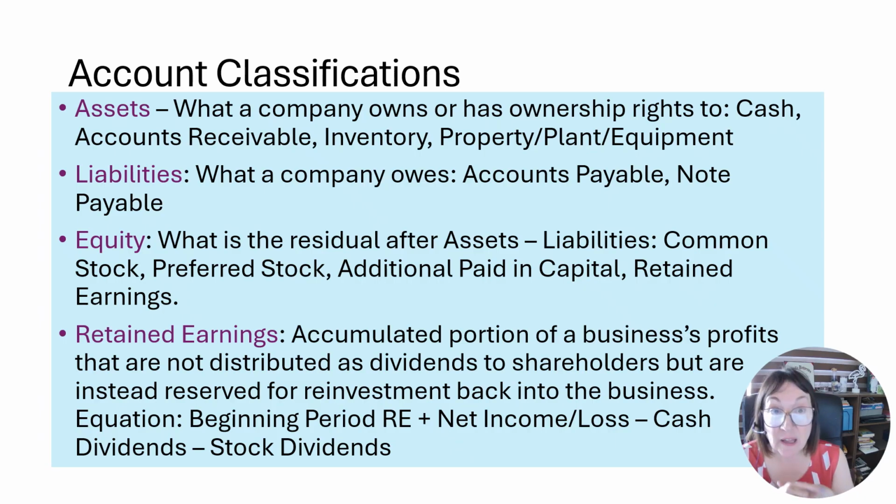Now let's talk about account classifications. The first one is assets. Assets are things that a company owns, like property, plant, and equipment, or cash. Inventory, if you are reselling something or you've got raw materials that you have in inventory. So those are things that we own.